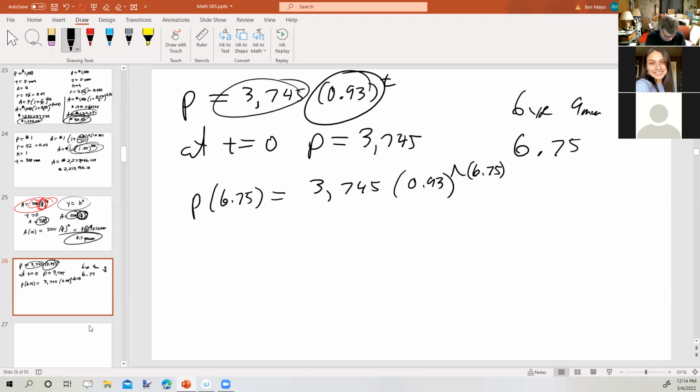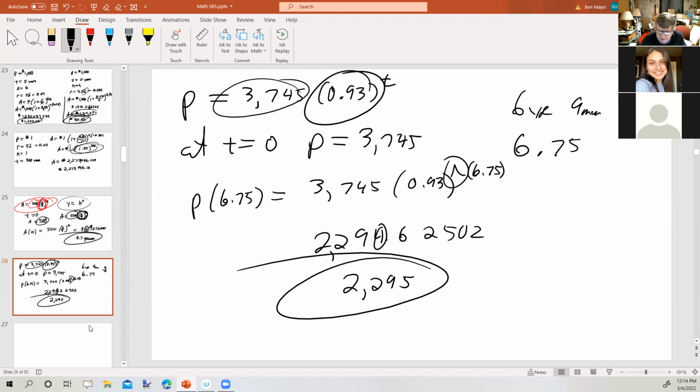And we got 3745 parentheses 0.93 close parentheses, power key, this little key here, 6.75. We get 2294.62502, and that is, let's see, does it say? It doesn't say, but they round off to the nearest whole person.